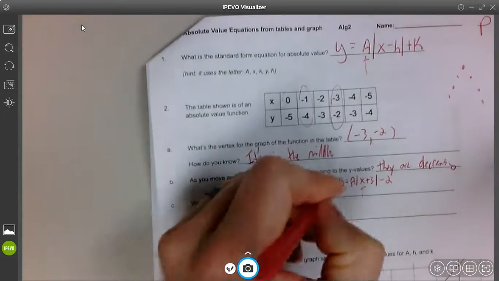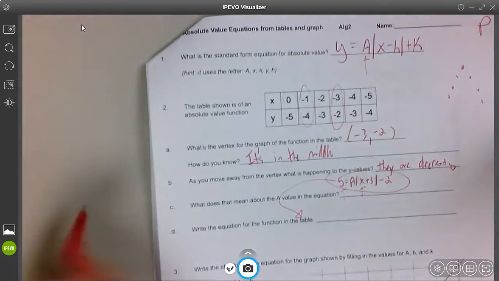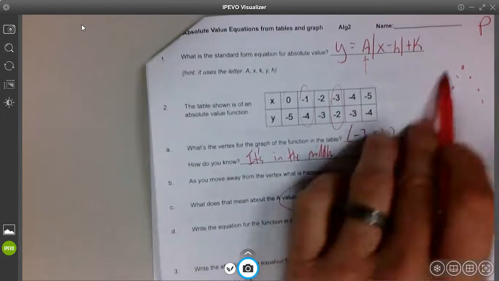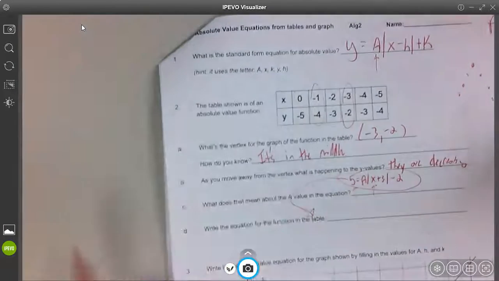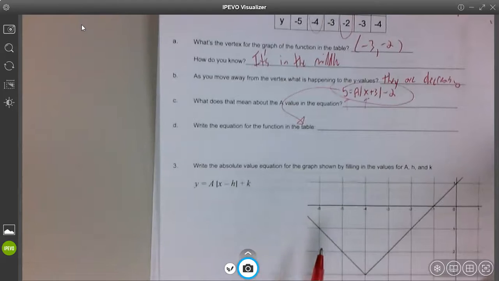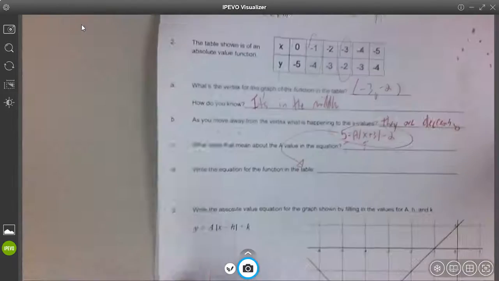Oh, yeah, this was supposed to go down here. What does that mean about the a value in the equation? We talked about that. Put it in the wrong spot. Okay, and that's it. That's number 1. So we're using a table to answer those questions. Then you use a graph to answer the same question. Get your help in class. That's it. Okay. A little introduction into each one of these.